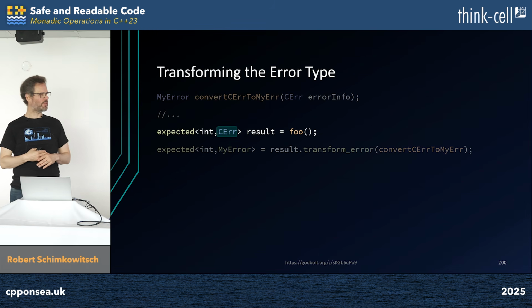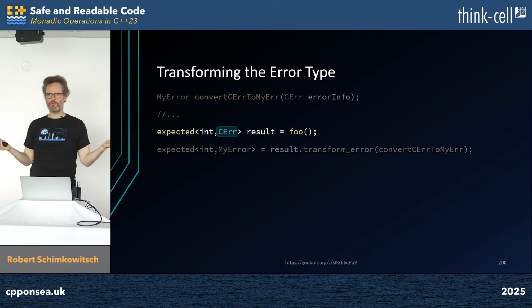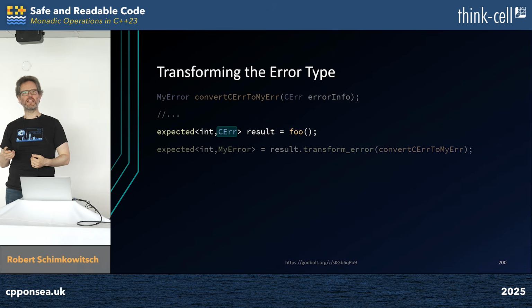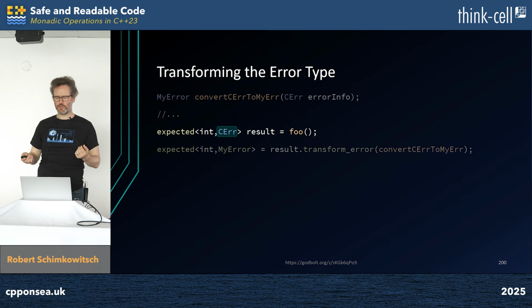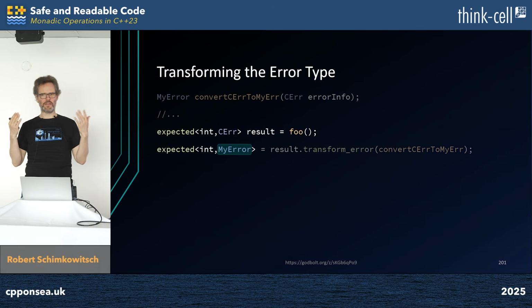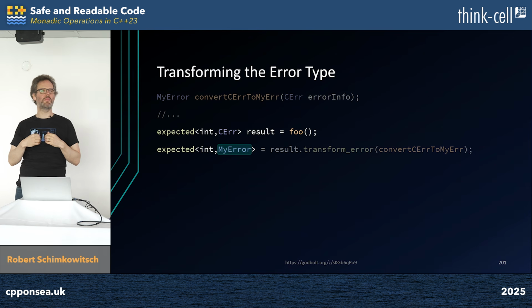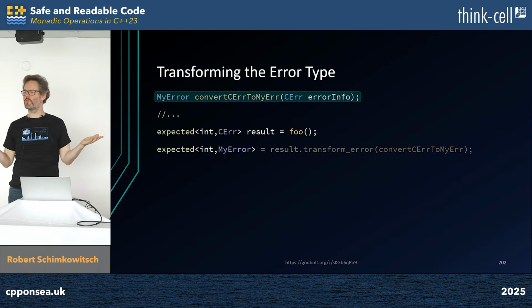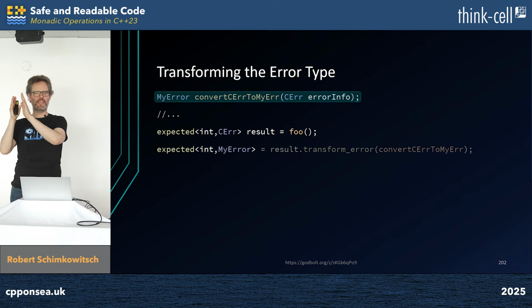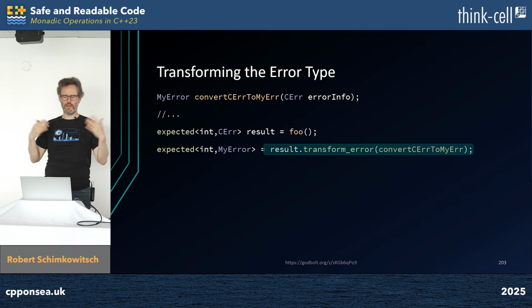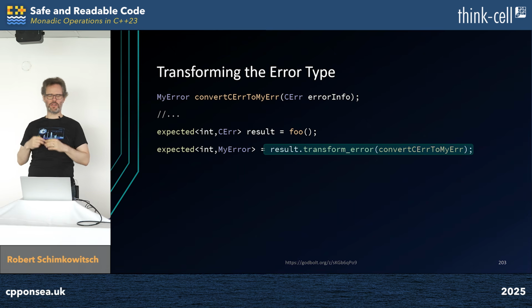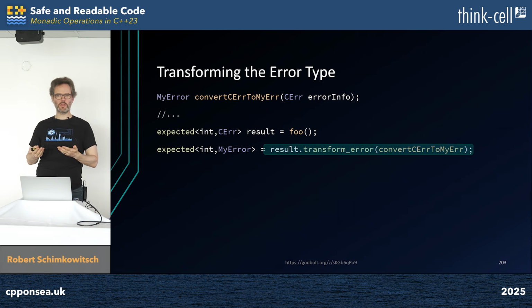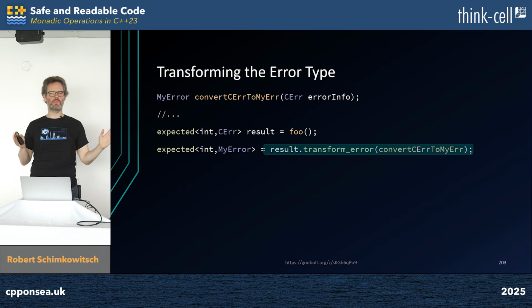Now, if you have a fragmented code base or maybe use libraries that return expecteds, you might get different error types. And expected allows you to transform these error types. So let's say I have an expected with C error, and I need my error so I can pass it on to my next function. What you do is you write a conversion function that accepts C error and returns my error. And then you call transform error on that using that function. If the expected contains an error, it will be converted. If it does not, only the type changes, but no values change.